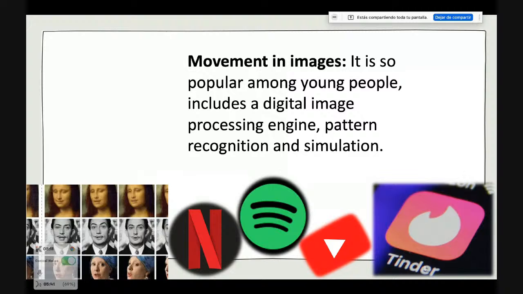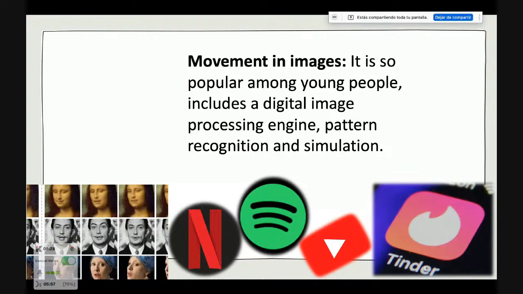The automatic generation of images and animation is so popular among young people, and includes a digital image processing engine, pattern recognition, and simulation. Here we can see Salvador Dali or the Mona Lisa in motion, in fact, smiling. And this application is really ingenious for me.